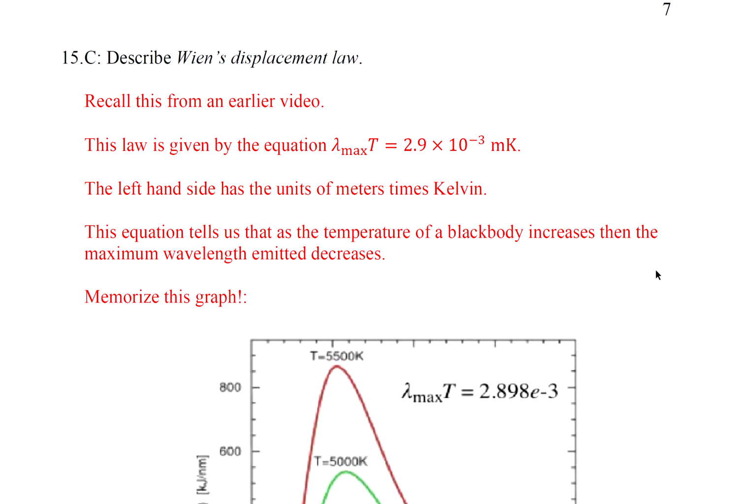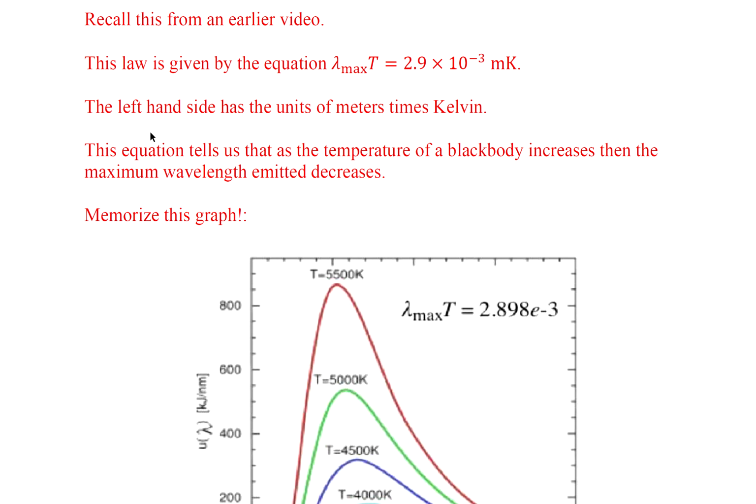Question 15, describe Wien's displacement law. Recall this from an earlier video. Lambda max T equals 2.9 times 10 to the minus 3 meters Kelvin. Why are the units meters Kelvin on the right side? Because the units are meters Kelvin on the left side. Okay.